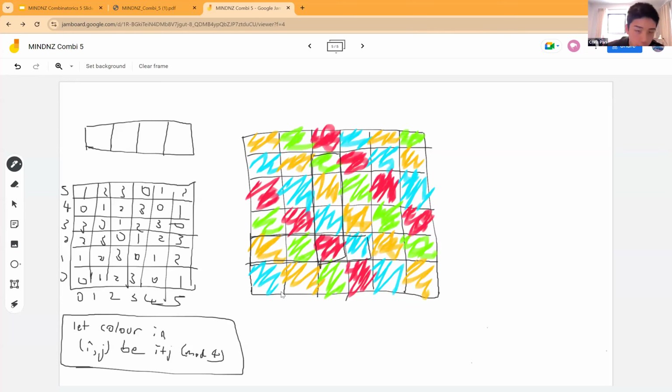Let's count the blue ones. 1, 2, 3, 4, 5, 6, 7, 8, 9. Okay, let's count the green ones. 1, 2, 3, 4, 5, 6, 7. Oh shit, that's the same. Let's count the yellow ones. 1, 2, 3, 4, 5, 6, 7, 8, 9, 10. Wait, 10 does not equal 9.